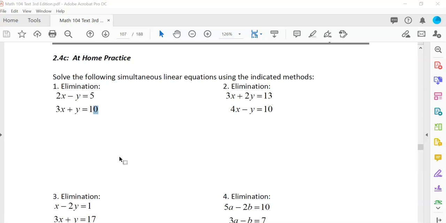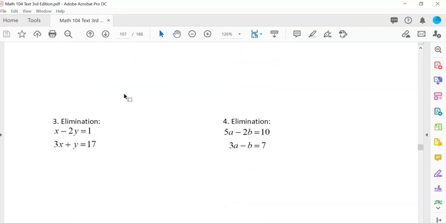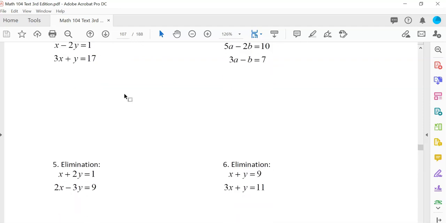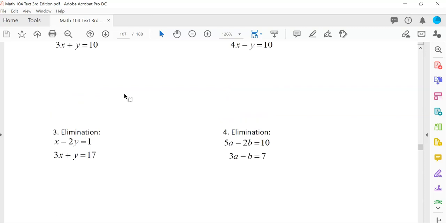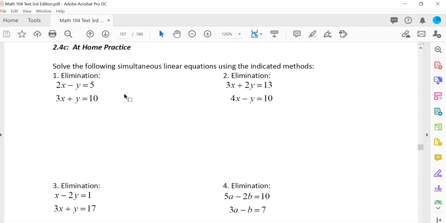Right, so we're going to use some problems from the 2-4C at-home practice problems from the book. Basically, we are solving a system of linear equations, and all of these are using the elimination method. Now, we're not going to go through every single one of these, but I will go through a few, and you'll see the pattern as we do this. So, let's start with number 1 here.